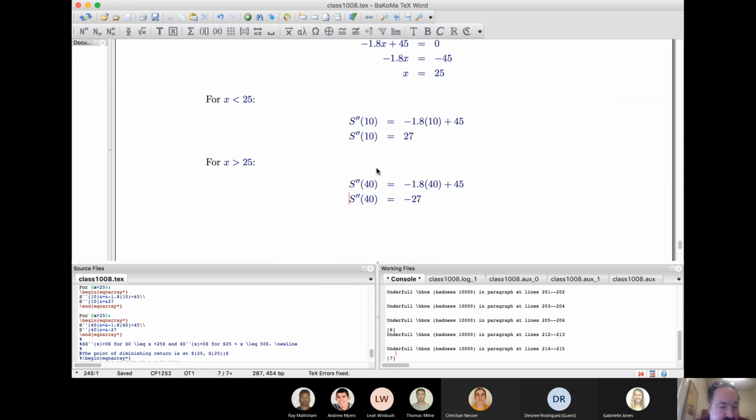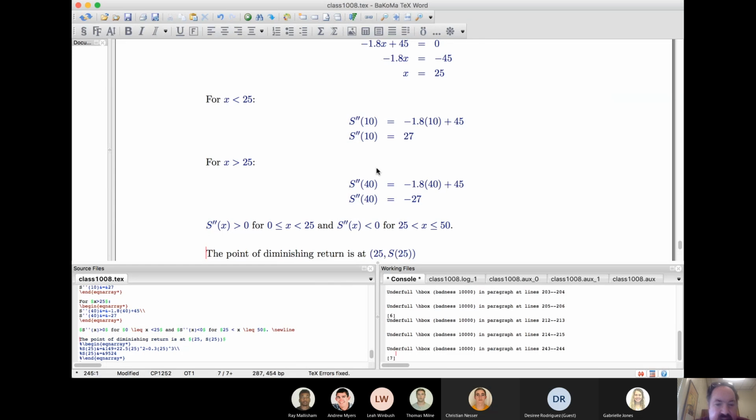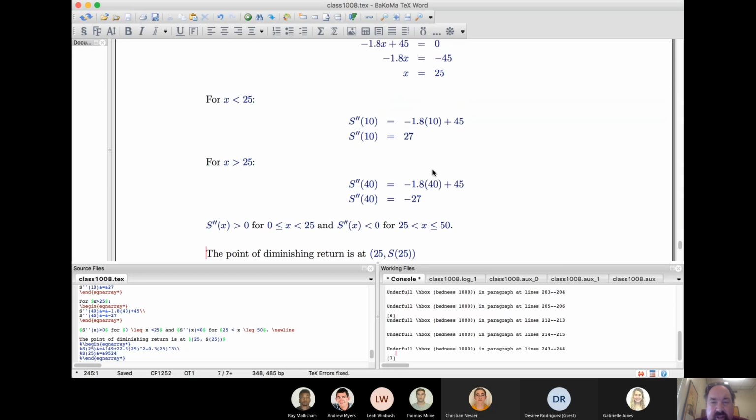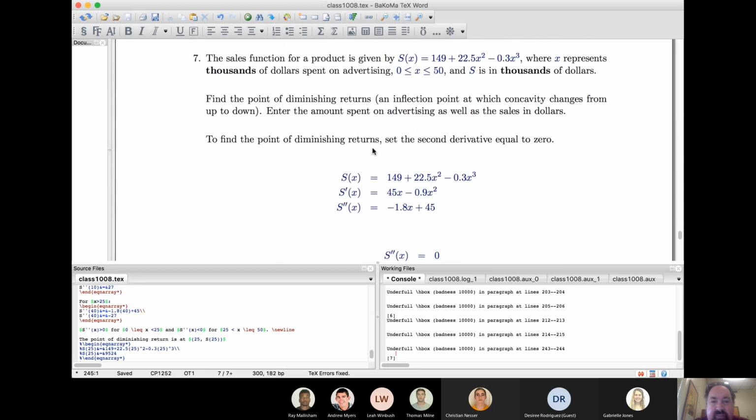So x equals 25 really is the point of diminishing returns. But what it asks for is not just the x value, not just the advertising budget for the point of diminishing returns, but also what your sales were at that point. So if we go back to the original question: enter the amount spent on advertising as well as the sales in dollars.